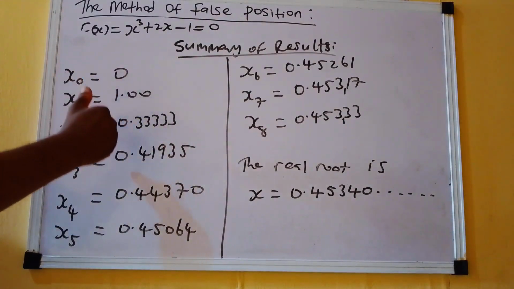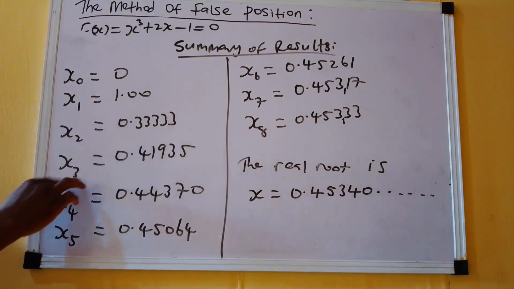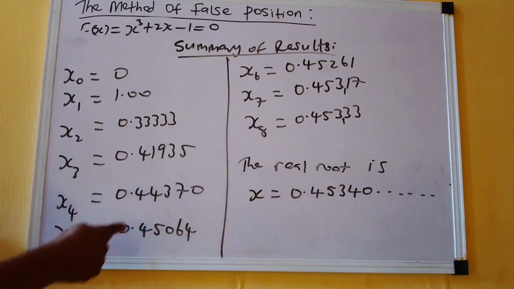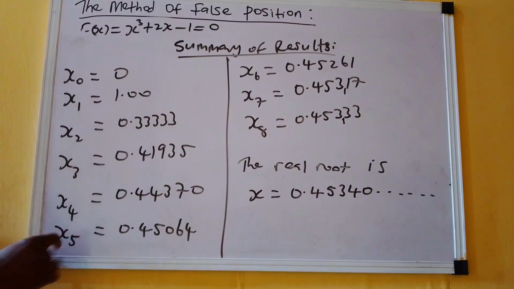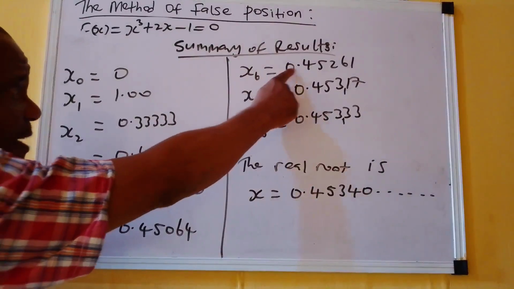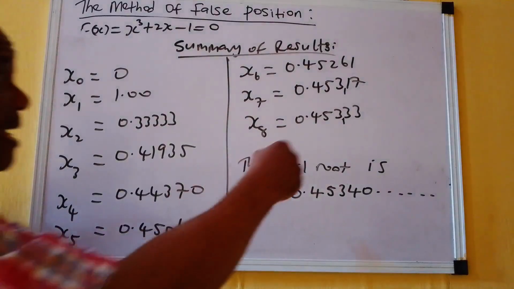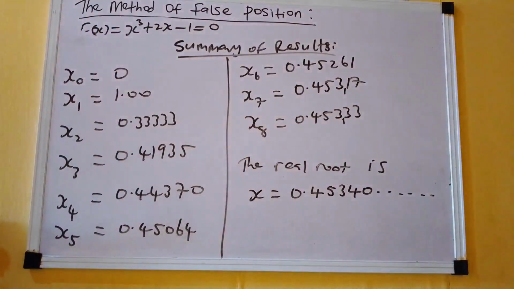You see they started converging from x3 at 1 decimal place, 0.4, 0.4, 0.45. Then from the 5th iteration between x5 and x6, 0.45, 0.45, we're achieving 2 decimal places level of accuracy. Then again at x7 and at x8, we were able to achieve 3 decimal places level of accuracy, 0.453, 0.453.